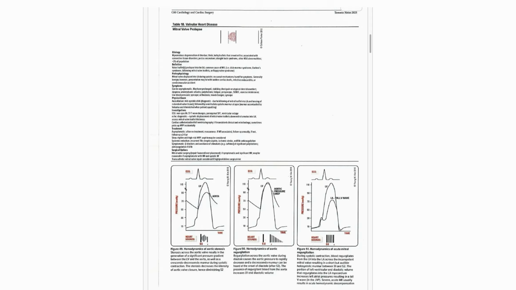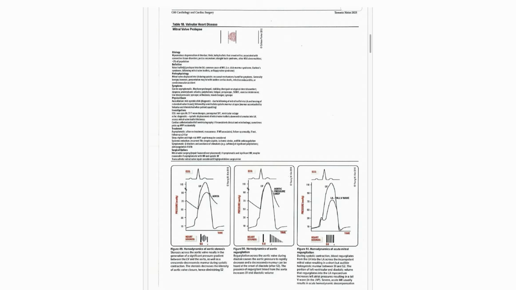Physical examination. The hallmark finding is on auscultation. The classic finding is a mid-systolic click, which occurs because sudden tension develops in the prolapsing mitral leaflet and chordae tendineae. This click is followed by a late systolic murmur at the cardiac apex due to mitral regurgitation.